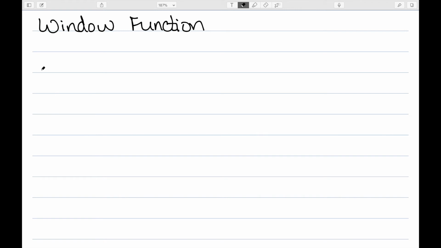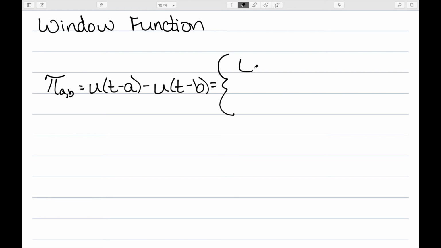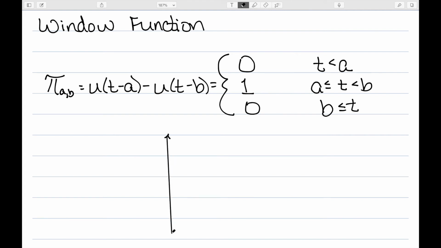The next function I want to define is the window function, which is very much related to a step function. It's going to be denoted by pi of a comma b. This is defined as the step function u evaluated at t minus a, minus u of t minus b. It's 0 if t is less than a. It's equal to 1 if t is between a and b. And then it's equal to 0 if b is less than or equal to t. So it allows me to both step up and then step back down.